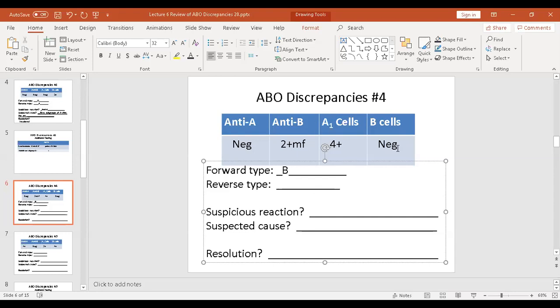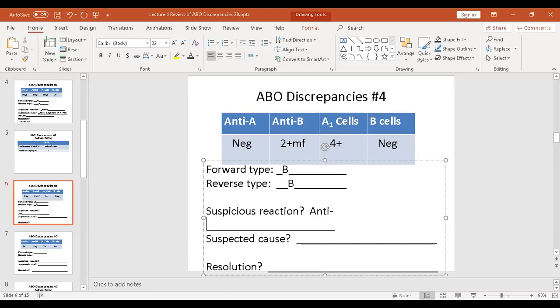Okay, when we look at reverse typing, we see they have a strong anti-A that's reacting with the A1 cells and no anti-B reacting with B cells. So that fits. So this is an example where the forward and the reverse typing do agree, but we want to try to figure out why this mixed field is going on. So our suspicious reaction is anti-B.